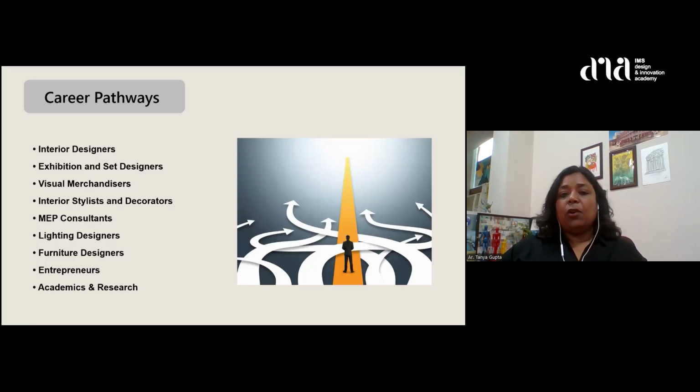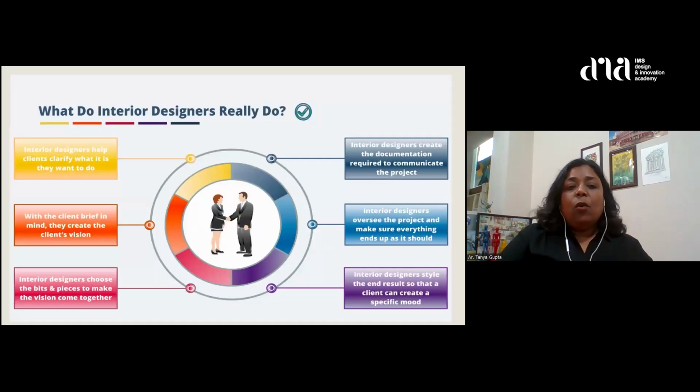One can be an entrepreneur. You can be a project manager who is just handling the interior design project, not designing, but handling it on the site. Then one can be into academics or research related to interior design. Now, I have given a brief picture of what interior designers can do. When it comes to after completing the course, what do interior designers deal with?